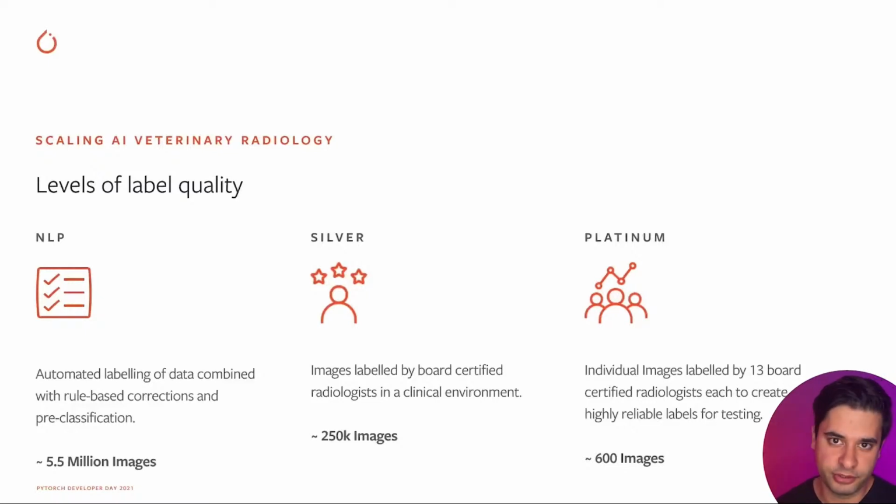We have 250,000 images in this data set. That doesn't sound like much, especially if we work in natural images, but it already matches some of the larger academic data sets in human radiology in size, but has way better label quality. Then we also have a platinum data set, a small test data set. Every image is labeled by multiple radiologists, and we use this basically to assess the radiologist-by-radiologist variability and assess our models against that.